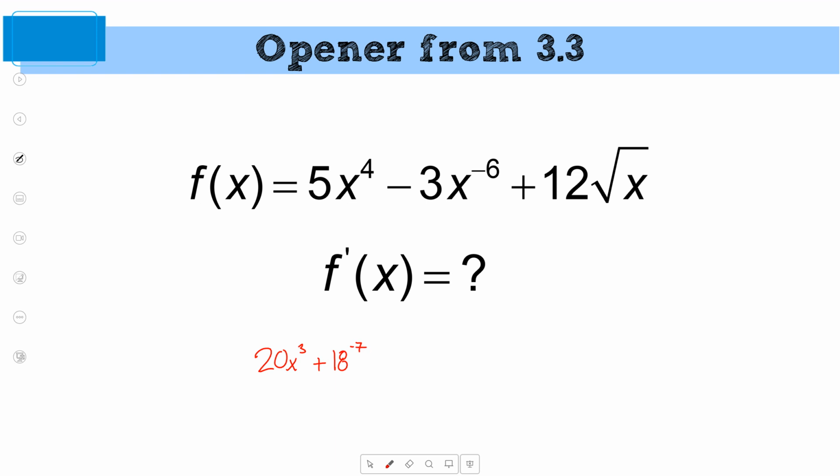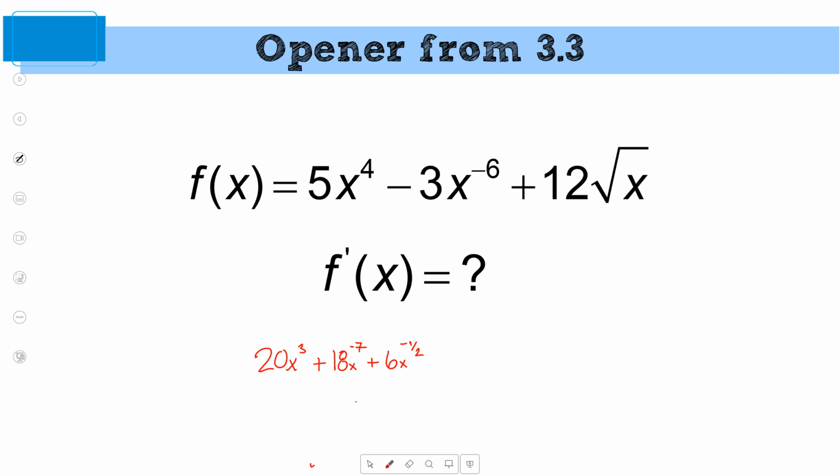So she initially made the mistake of doing negative 6 minus 1 to get negative 5, which happens all the time, but it should be negative 7. And the square root of x is the same thing as x to the 1/2. Brought that down times 12 to get 6 and reduced it by 1 to get negative 1/2. And again, at this point in time, we're okay with those negative exponents. Later on, we'll work on getting rid of those negative exponents because those would be a bad thing. But we got a lot of other things to worry about before we get there.